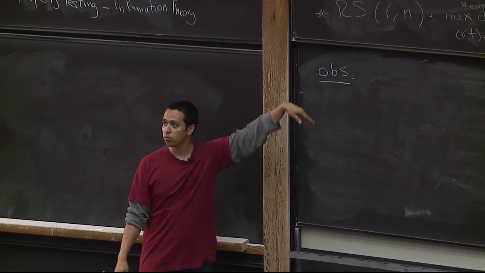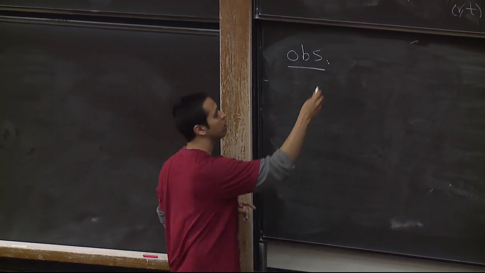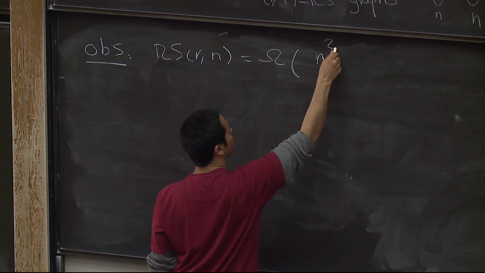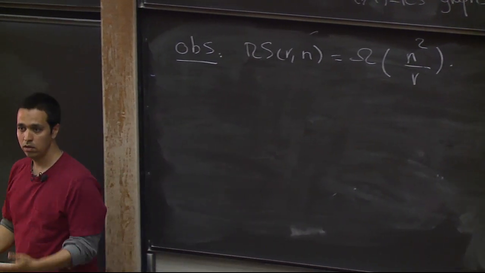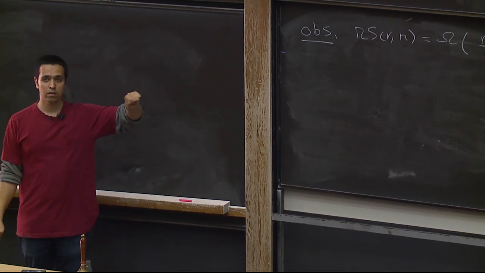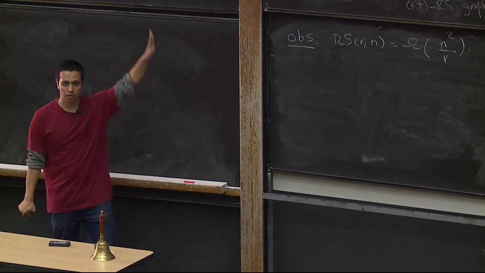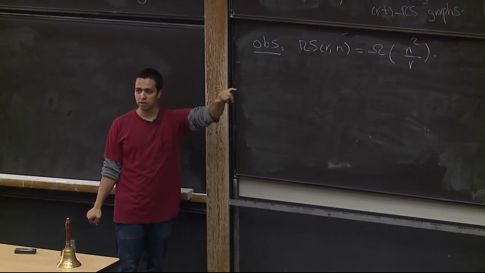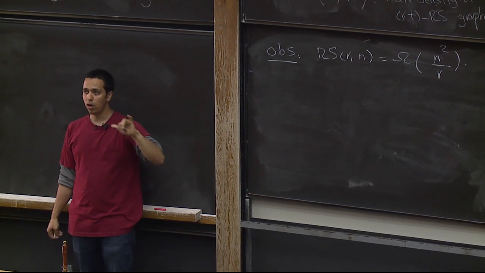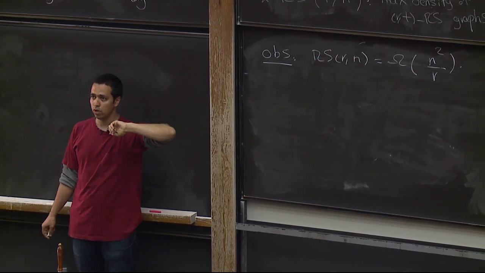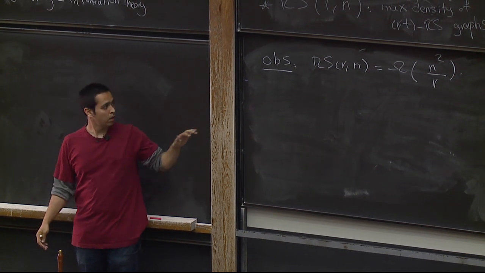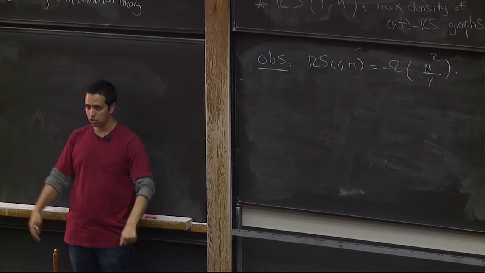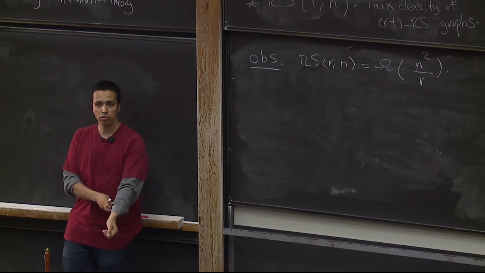So let's do a simple observation. In the back, you can see what I'm writing, no? Okay. So observation: RS of R and N is at least omega of N square over R. This is trivial. This is really trivial. It's just an exercise in figuring out what was the definition. But before that, let's just see two regimes that this thing gives us. R equal 1: it tells that RS of R and N can be N square. You agree with that, no? A clique is the example. R equal N: this tells us that the graph can have N edges. Well, just pick a matching. How can I interpolate for all values of R?